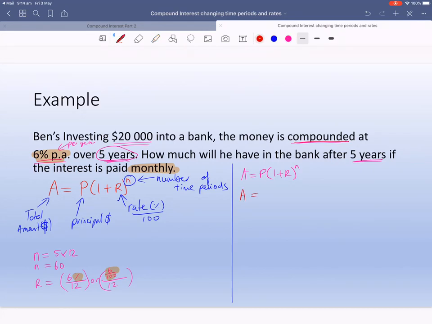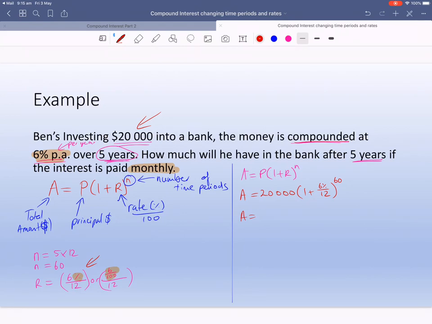So A equals, our principal is our starting amount. We're looking for a big number. Oh, there it is, $20,000. 1 plus, I'm going to use this first one for our rate, because I can use the percentage button, and I'm going to divide it by 12. And then the number of time periods is 60, because there's 60 months in 5 years. Okay? So we go A, and now all I'm going to do, I've got my calculator right here. I'm going to put exactly that in my calculator.